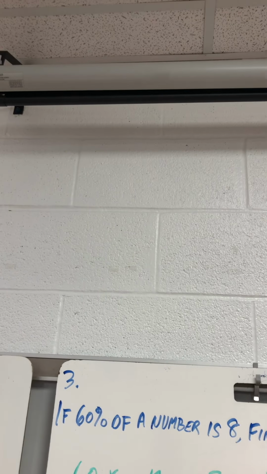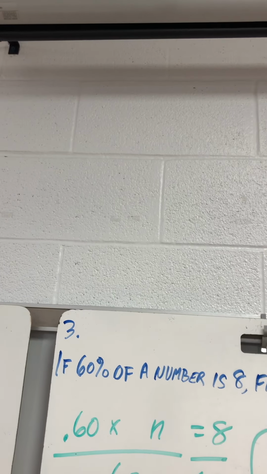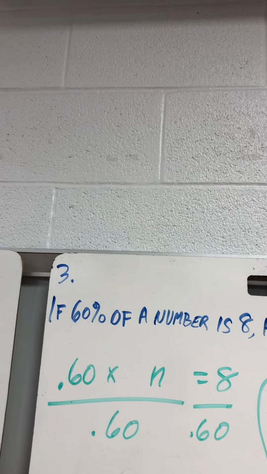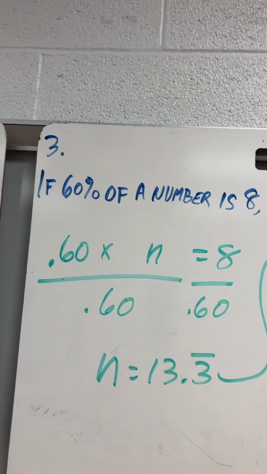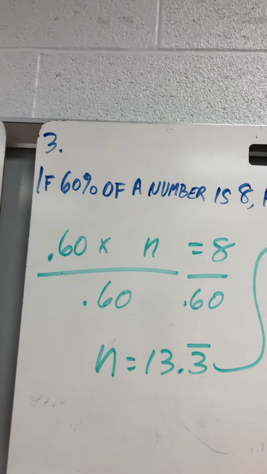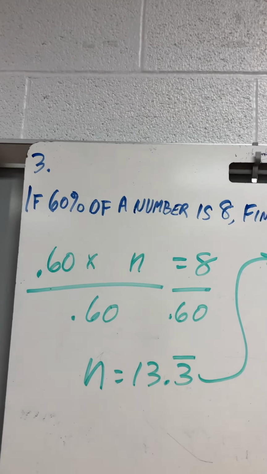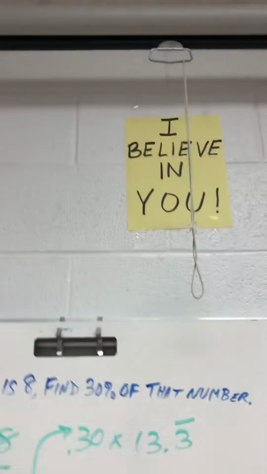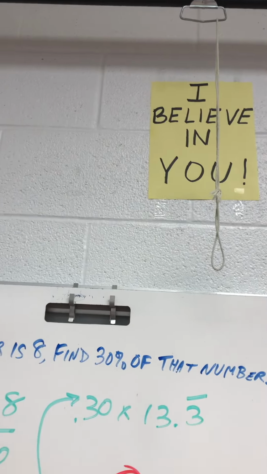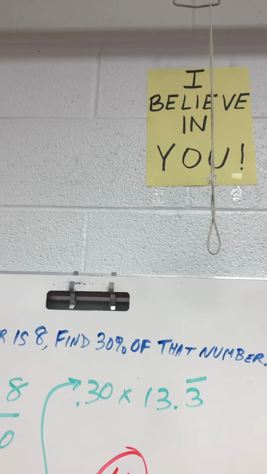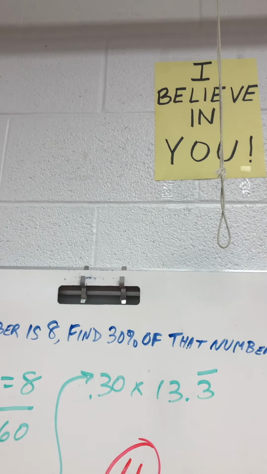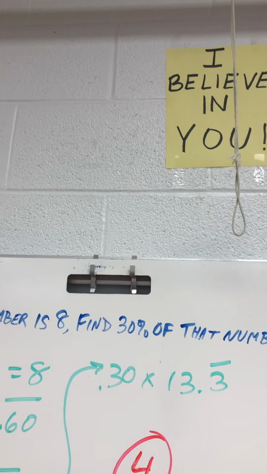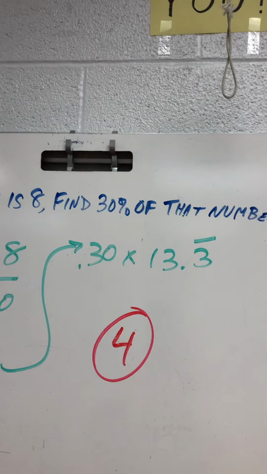60% of a number is 8. 0.60 times n equals 8. Divide by 0.60. 8 divided by 0.60 is 13.33333333. Okay. I'm going to leave that number on my calculator and find 30% of that number. So I'm going to do 0.30 times 13.33333. So I leave the 13.33333 on my calculator and hit times 0.30 and I get 4.